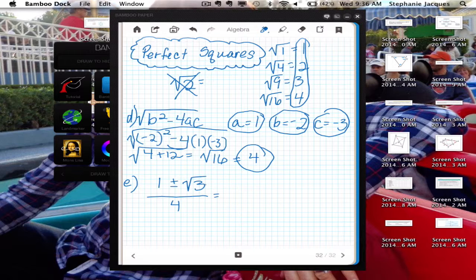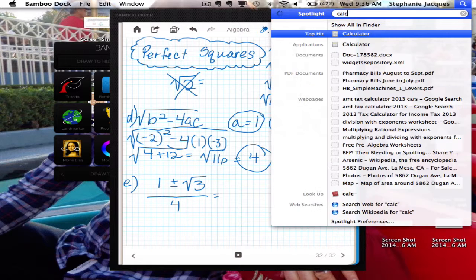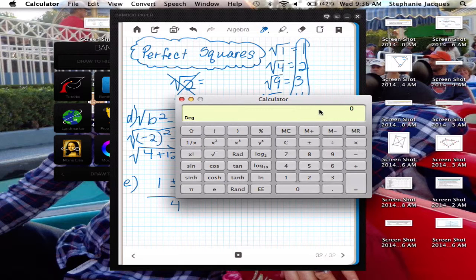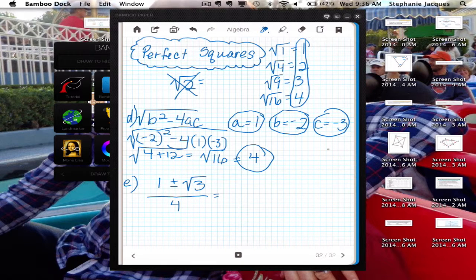The square root of 3 is going to be, let's pull it up on here. I'll get our calculator up. I'm going to put my 3 and do the square root right here. So it gives me 1.732 and so on. I want to round to the nearest hundredth, so I'm going to have 1.73. So I'm going to write down here 1 plus or minus 1.73 over 4.